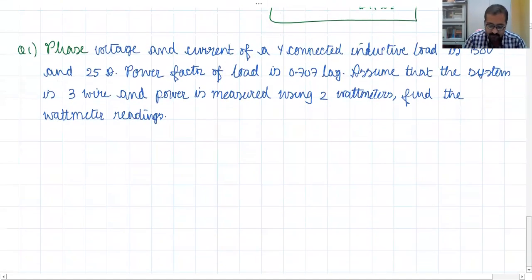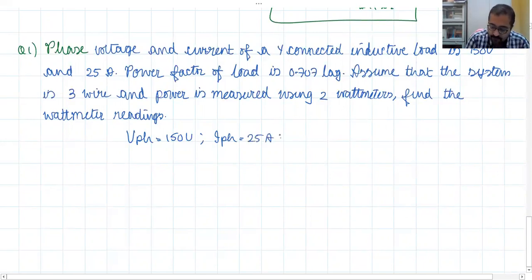Find the wattmeter readings. So what is given? 150 volt. That is nothing but the phase voltage, so I can write VPH is 150 volt, and current is given as IPH. In a star connection, phase current and line currents are equal, so I can write IPH as 25 ampere. Power factor is given, cos phi, that is 0.707.